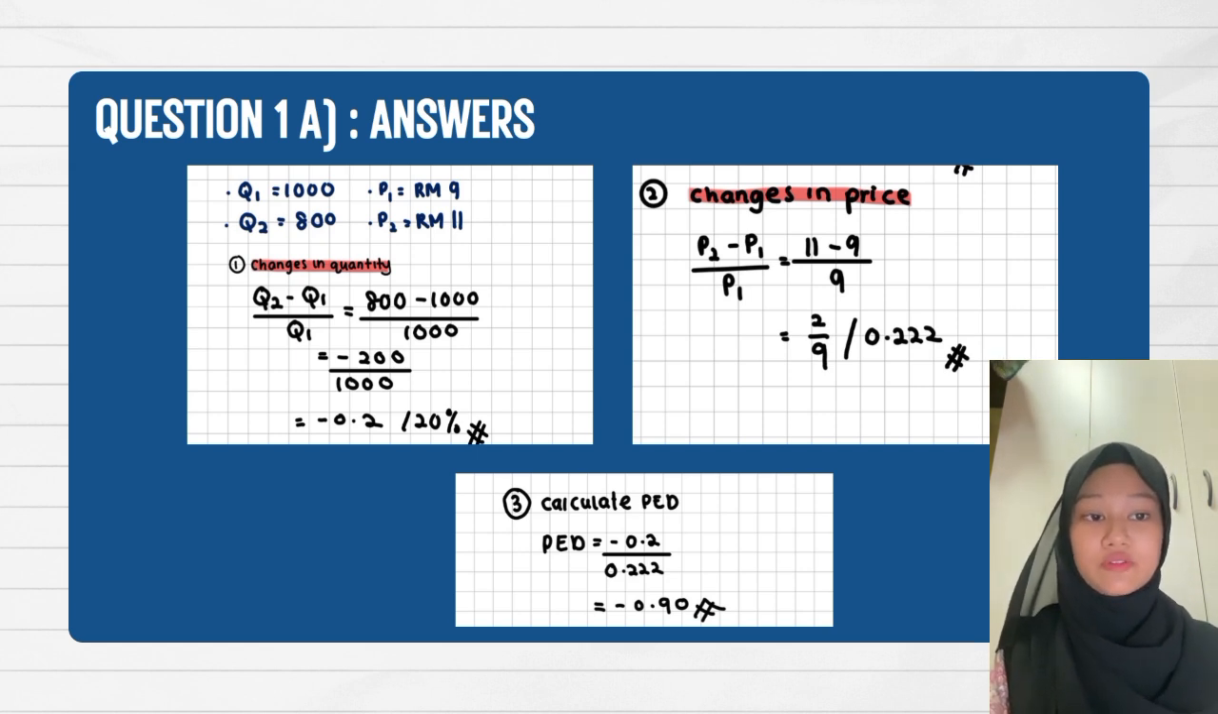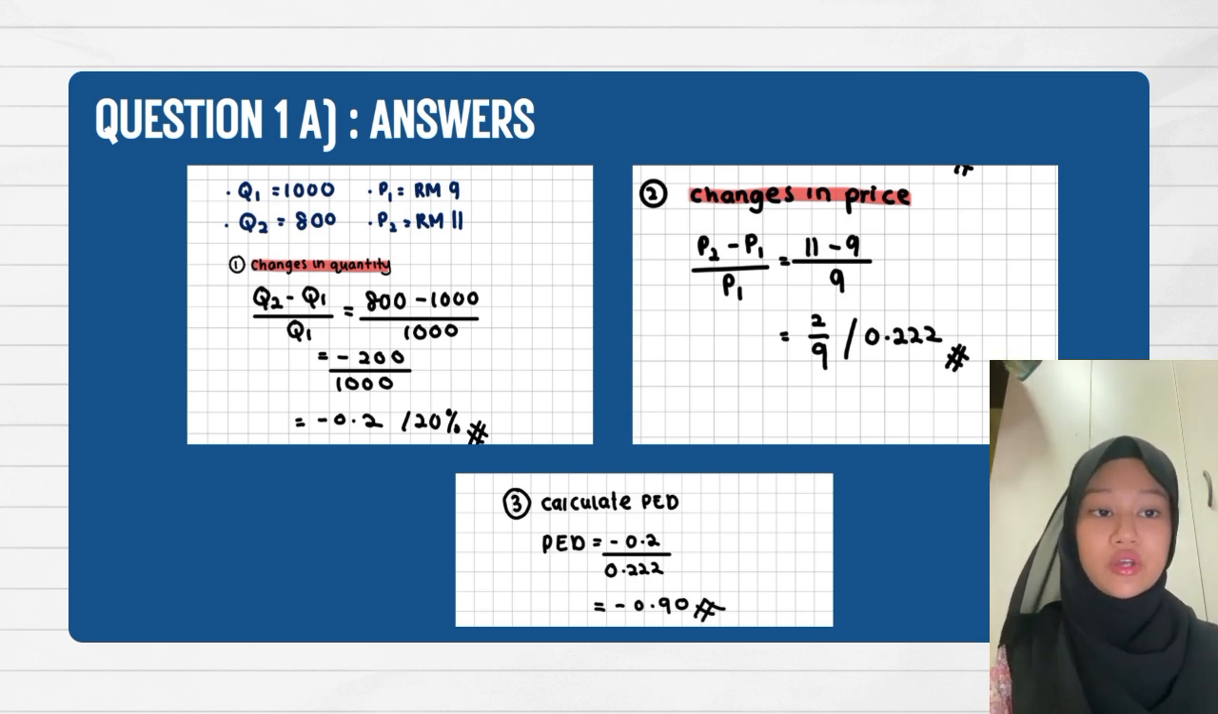The next step, you have to calculate the change in price. So P2 minus P1 over P1. We know that 11 is P2, and P1 equals 9. So we just subtract those numbers and then divide by 9. We get 2 over 9, or if you change it into decimal, it's 0.222.